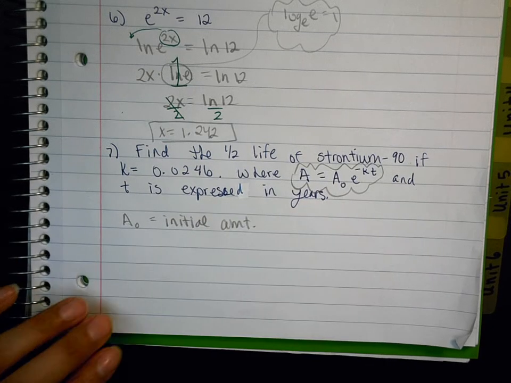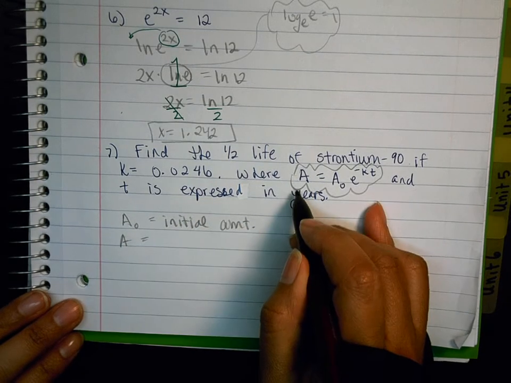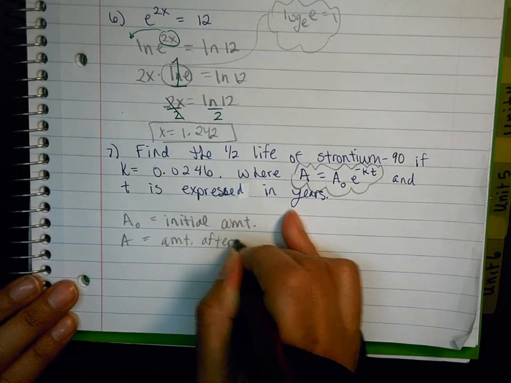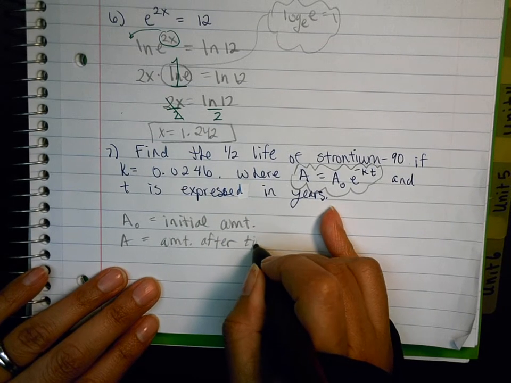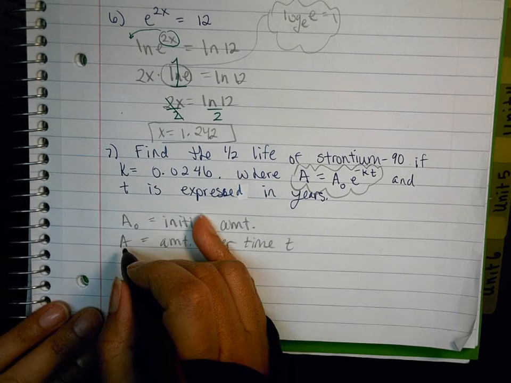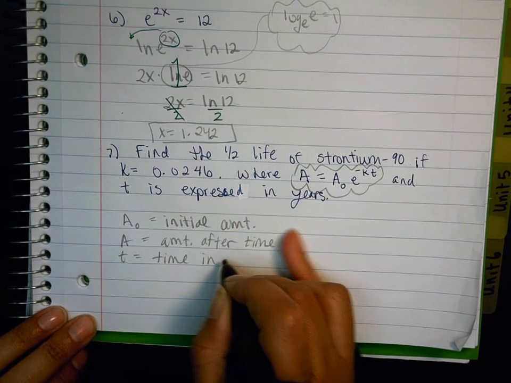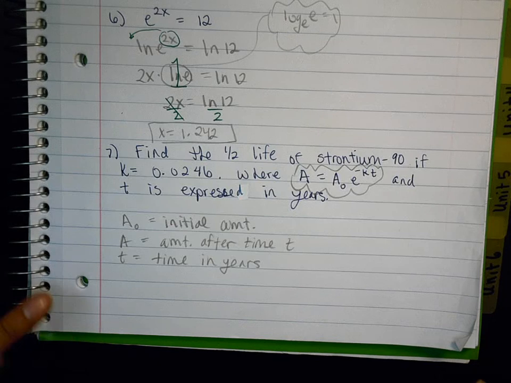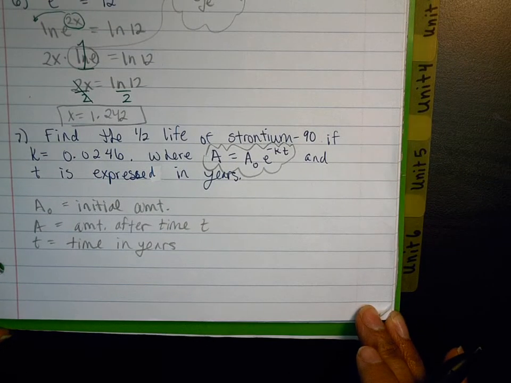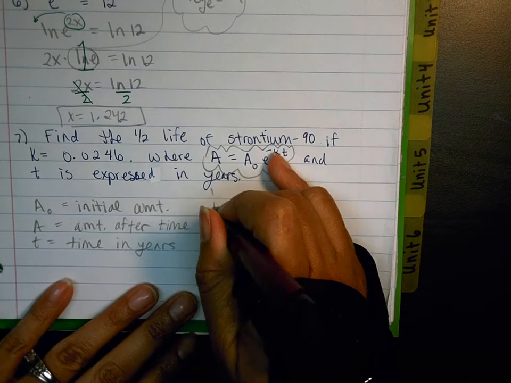That's the amount you started with. A, this A value here, is the amount after time T, after 2 years, after 3 years, after 4 years, and so forth. T is time, in this case, in years. And K, they gave us the K value there. Okay, so I'm going to plug it in, and we're going to work it out.